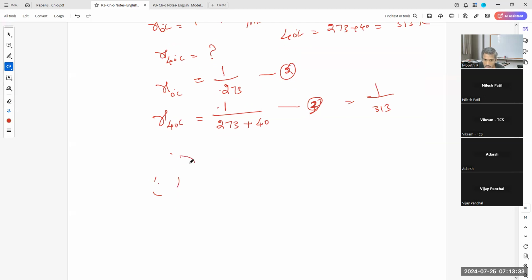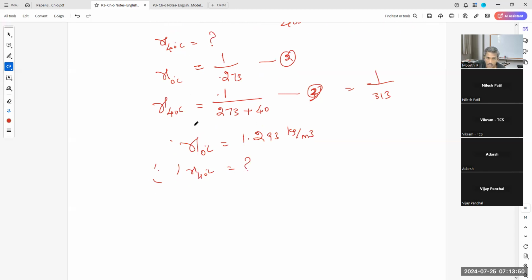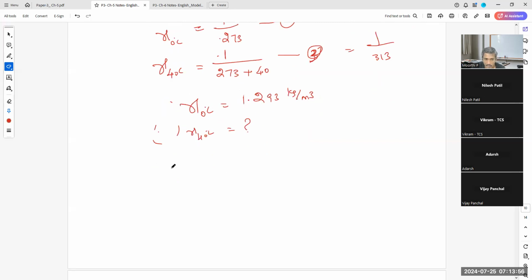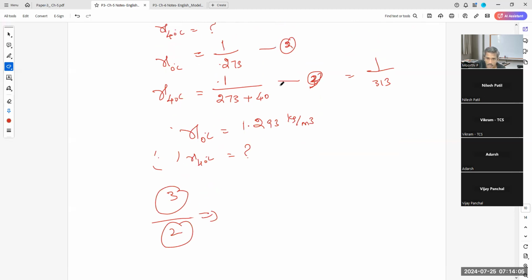We know R0 degree, how much value? 1.293 kg per meter cube. R40 need to find. Which you need to find? R40. Then we can keep R40 on the top side. 3 divided by 2. This you have to do it. Understood? Density at 40 degree, we need to calculate. We need to calculate density for 40 degree. This point understood or not?